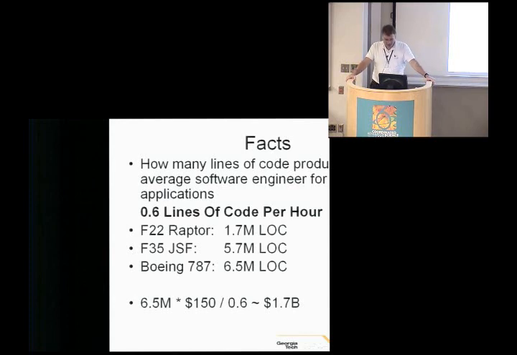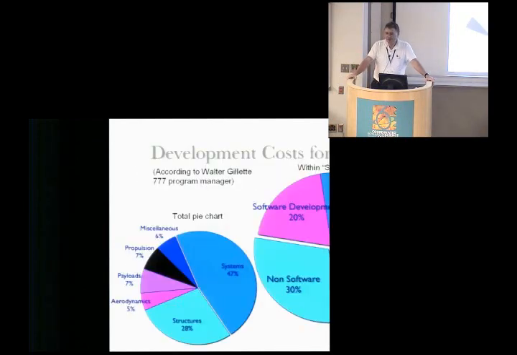Also, the trend is interesting. The Airbus A320, I think, still has, by the way, 20,000 lines of code running, and now we're like several orders of magnitude above that. Walter Gillette was the program manager for the 777, a legacy system, first designed last century, so this says a lot about it.